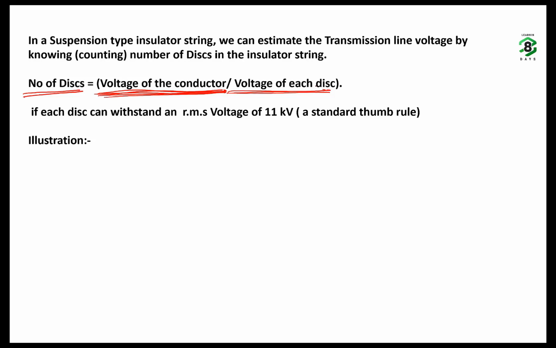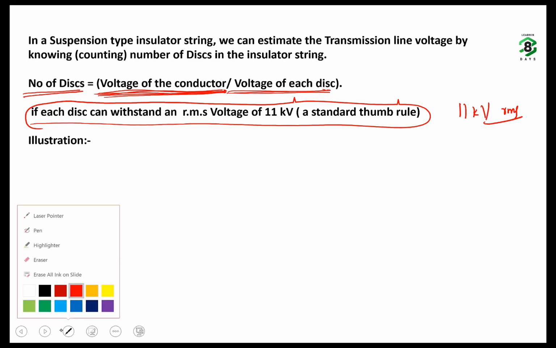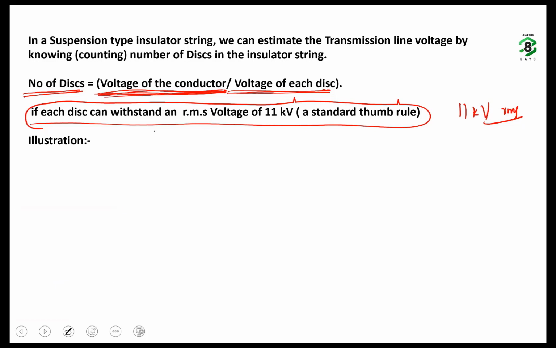For example, normally the porcelain discs, there is a thumb rule that it can withstand up to 11 kV RMS voltage. Now you have to estimate the transmission voltage depending upon the number of discs connected. So for example, in a 66 kV transmission line, how many discs we have to connect? So how to solve this problem?